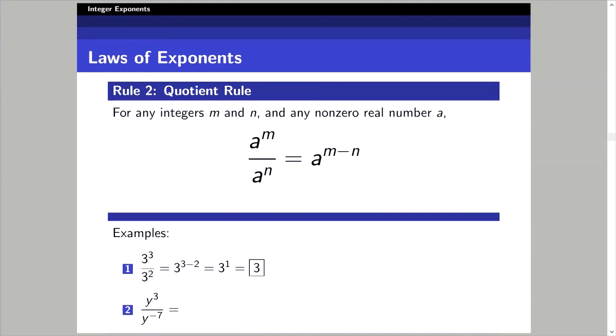Copy the base. What is the same base here? It's y. And then you subtract the exponents. Again, in subtracting the exponents, you start, of course, with the exponent of the numerator, laging numerator minus the exponent of the denominator. So it will look like this. Copy the base, and then 3 minus, this is the exponent of the denominator, negative 7. And you'll have y raised to positive 10. That's your final answer. Okay, let's move on to the next rule.